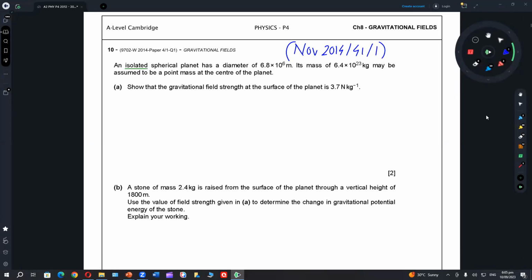An isolated planet has a diameter this much, its mass of this much kg may be assumed to be a point mass at the center of the planet. These two are assumptions: point mass, isolated. Show that gravitational field strength at the surface of the planet is 3.7 Newton per kg.